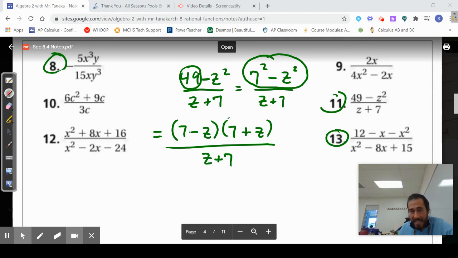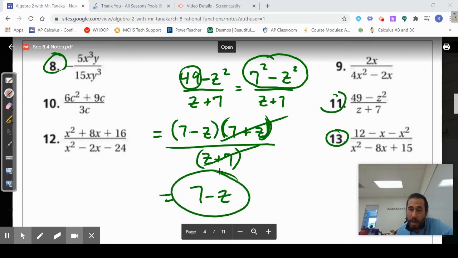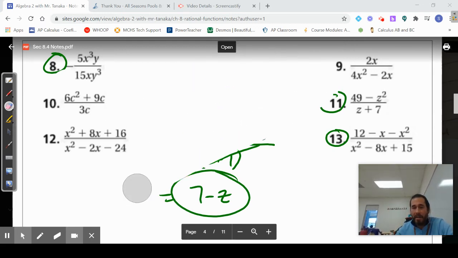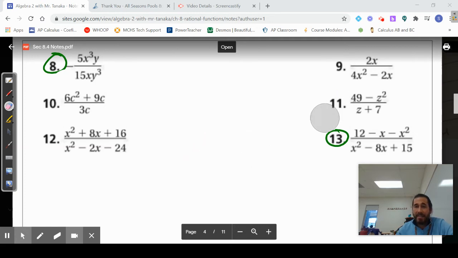Now, is this the same exact thing as this? Believe it or not, it is. The 7 is positive, the z is positive, so they're really the same thing. Addition is commutative, which means I could flip those and then cancel. And then I'm left with just one factor, the factor on top. Okay, there you go. It's different. So you're going to want to make sure you practice those in Math Excel, okay?